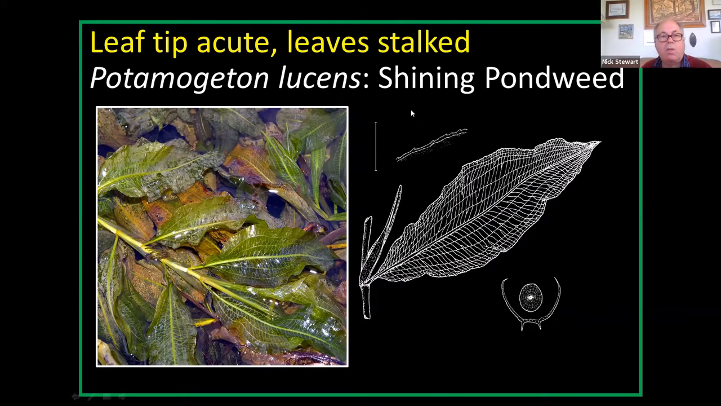Moving on to the next box, the leaves that have the acute tip but have a stalk, and there are two possibilities here, one of which is a rare species in southern England. So essentially, again, we're dealing with one species, Potamogeton lucens, the shining pondweed, and it's called shining pondweed because it has these very large glossy leaves which are very distinctive.